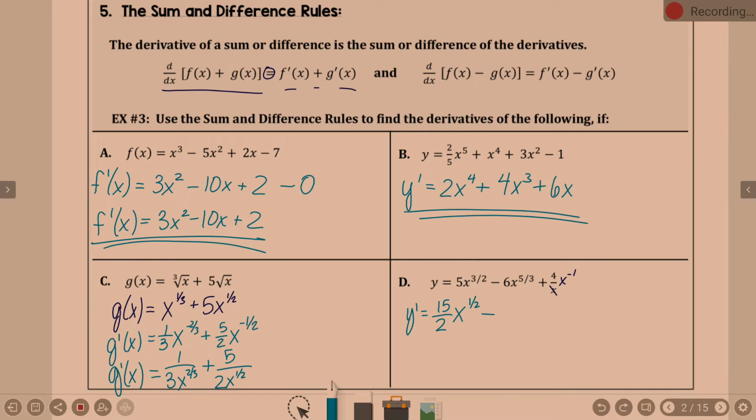Which is 10 x to the what? 1/3. 2/3. 2/3. 1/3. Because 5/3 minus 1, so 5/3 minus 3/3. Then what? Minus 4 x to the negative 2. Minus 1 times 4 is going to make it minus 4. Subtract 1 makes it x to the negative 2.